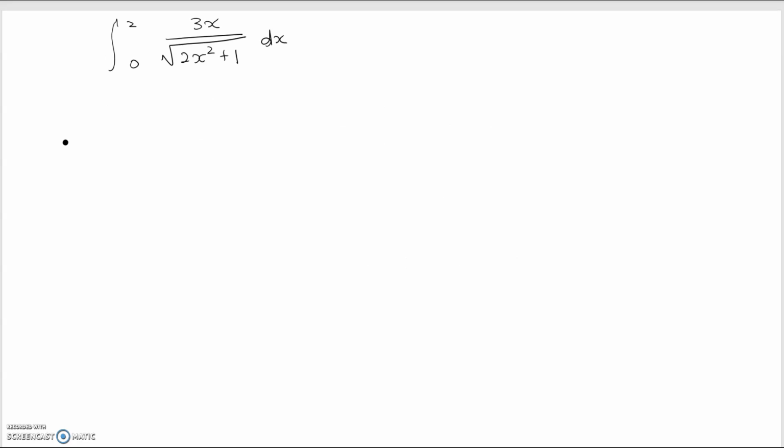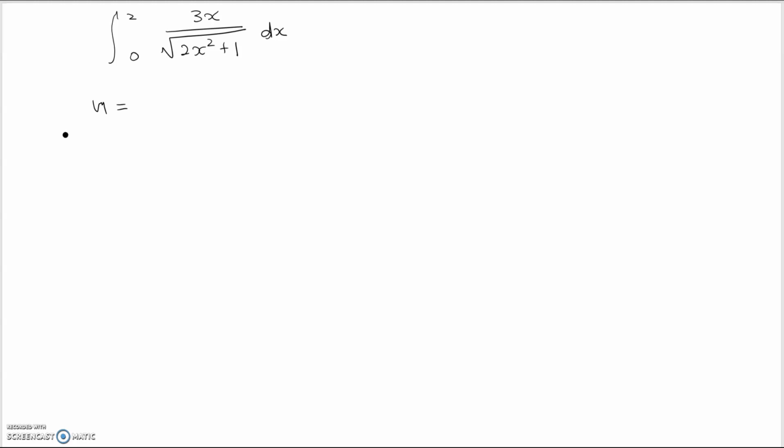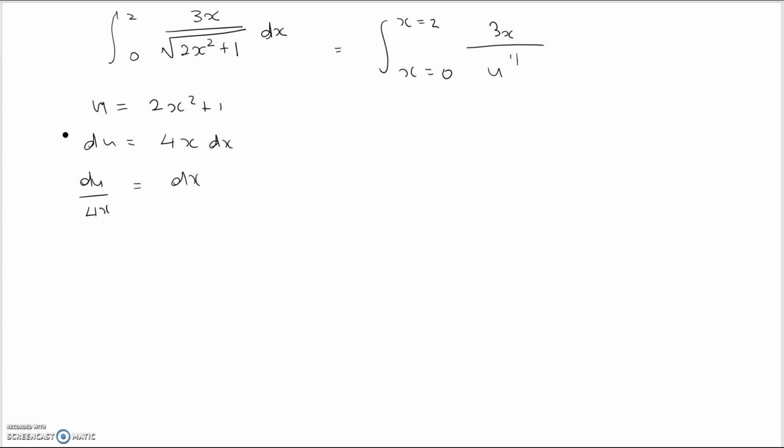Similarly for this one, it's a substitution. And we need to find dx. So dx equals du over 4x. Put in what we've got, remembering that our limits are in terms of x. So I've got 3x over u to the half, and dx was du over 4x. X is neatly cancelled, take out the 3/4.